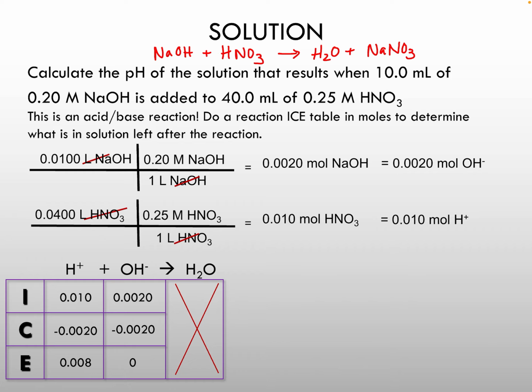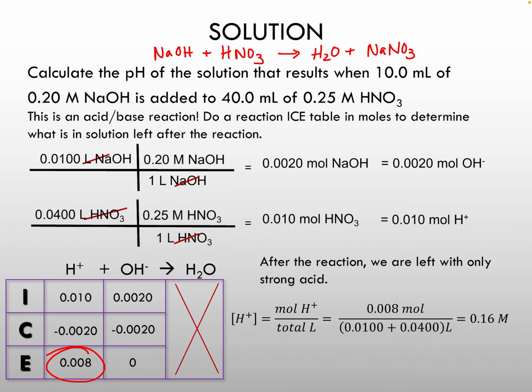If you look at this, we have extra moles of acid. So we are going to base our calculation for our pH on the excess moles of acid. So we'll take our moles of acid, we'll divide by our total volume to figure out the concentration of the hydrogen ion, and then we can take the negative log of that value to find the pH of our solution.